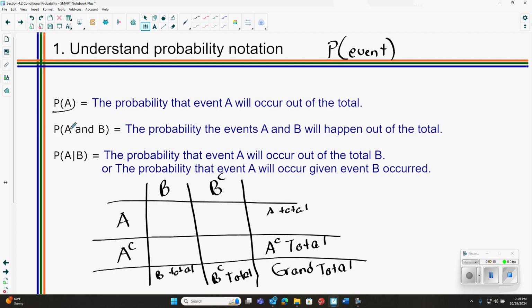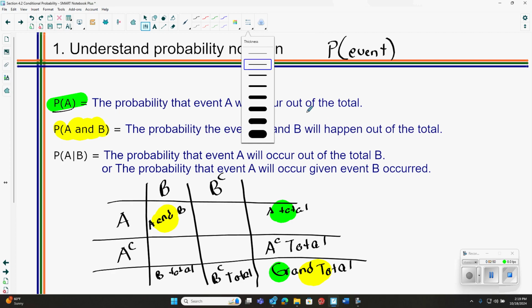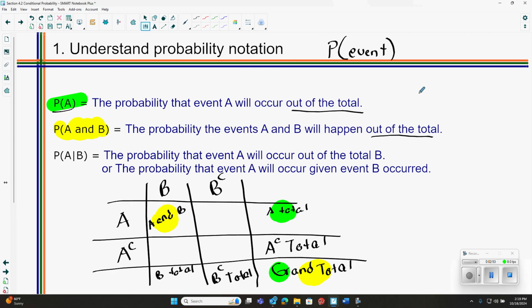But if I wanted to find the probability of A and B occurring at the same time, that's going to be in this box right here, A and B, where I would take that number and divide by the grand total. Both of these are marginal probabilities, and the reason they're called marginal probabilities is because they are both taken out of the total. When you hear the word marginal probability, think of out of the total. That applies to this and that applies to this.